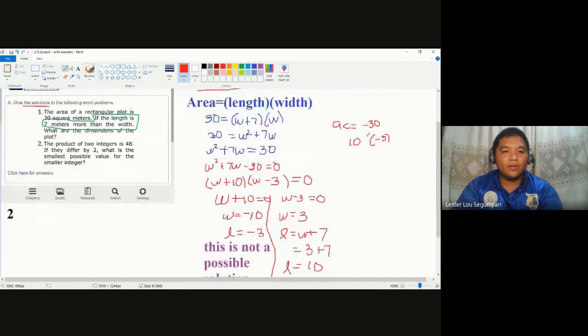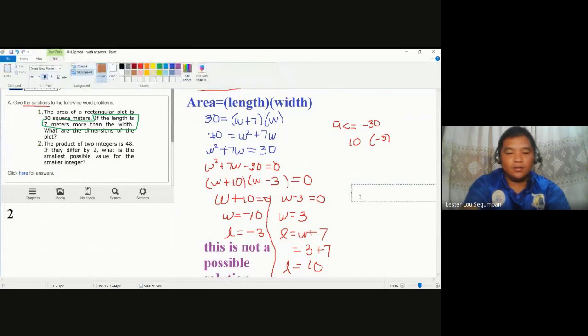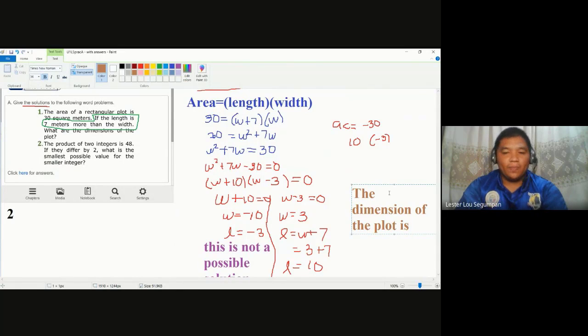Therefore, the answer to the question, what are the dimensions of the plot? You could just simply say as a final sentence, the dimension of the plot is... For dimension, you're going to use "by" as a keyword for multiplication. So the dimension is 3 meters by 10 meters.